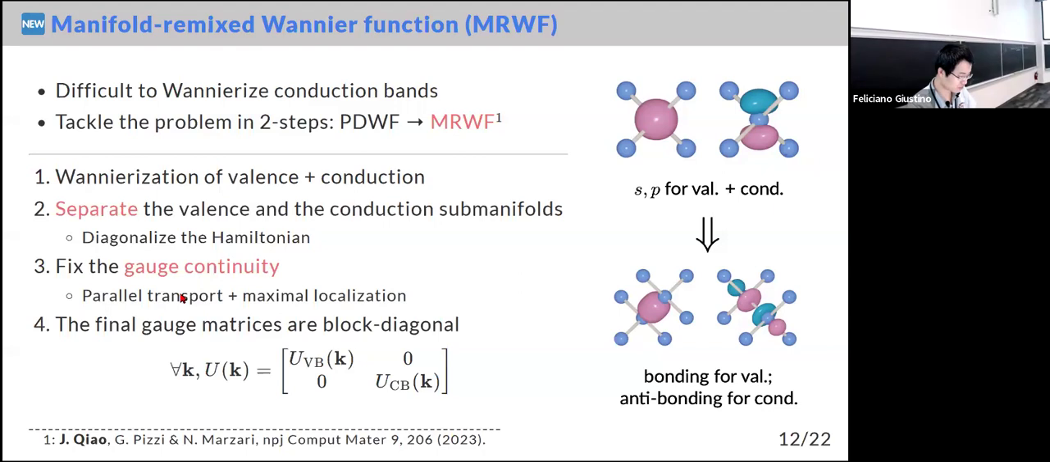This can be achieved by using parallel transport and the combination of maximal localization. I'll mention parallel transport later, but in the end, we will have a gauge matrix looking like this. At each k point, our unitary matrices will have this block diagonal structure. The first part is for the valence, and the second part for conduction. So these are 2 fully orthogonal groups of states. And meanwhile, they should be continuous across k points.